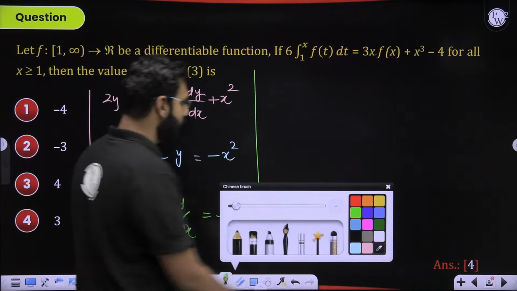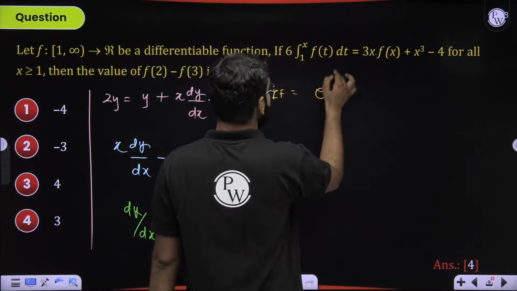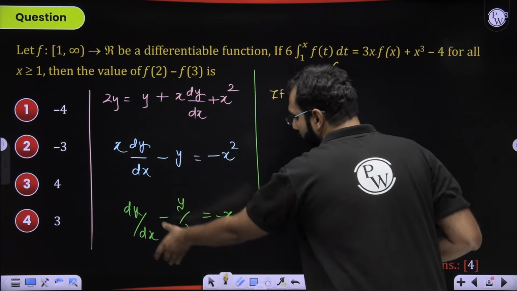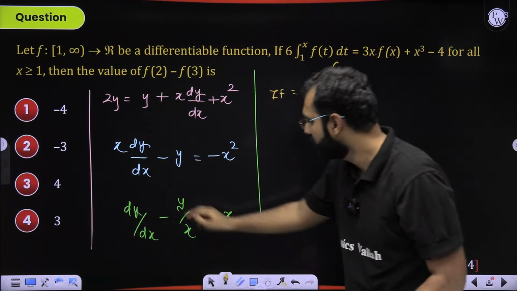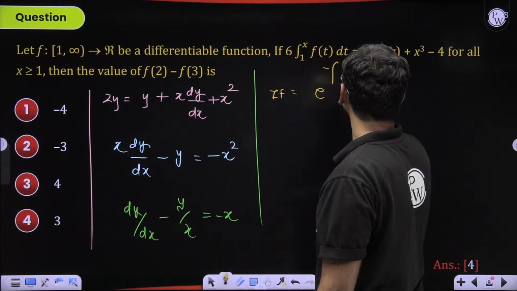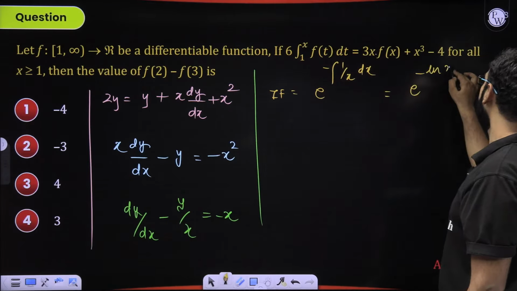So integrating factor is going to be how much? I hope you can see it very clearly. Integrating factor will be e to the power integration of p of x dx, where dy by dx plus p of x into y is equal to q of x. What is p of x? Minus 1 by x. So it should be minus 1 by x dx. So that should be e to the power minus ln x. I hope there is no confusion on that.